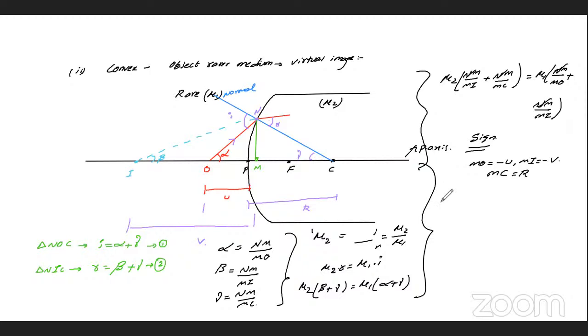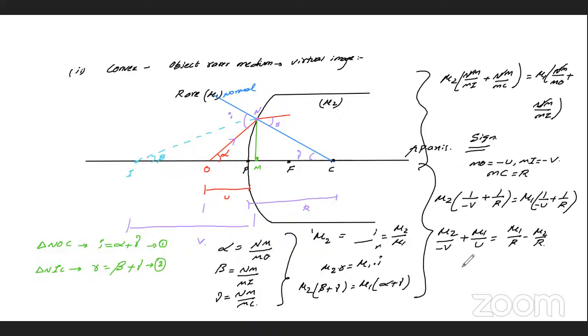I'm going to substitute the relation. So mu2 into (1 by minus v plus 1 by r) is equal to mu1 into (1 by minus u plus 1 by r). So r terms on one side, other terms on the other side. So the relation will be, it is mu2 by minus v. Here, because of the minus, I'll shift it towards the left side, so it is mu1 by u, which is equal to mu1 by r minus mu2 by r.